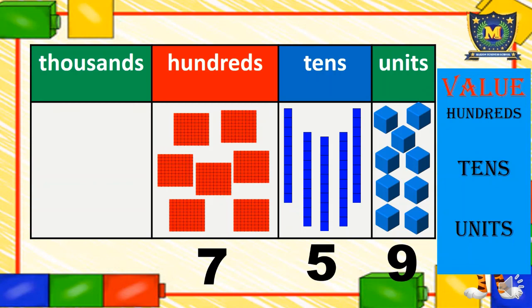Now let's see the value for each digit. Let's begin with units. We have here 9 units. Now what's the value for 9 units? If your answer is 9, then you're right. How about rods on the tens place? We have here 5 rods. Now what's the value for 5 rods? Great job. It's 50. Okay, last one. How about 7 flats on the hundreds place? What's the value for 7 flats? Great job. It's 700. Okay, did a great job?